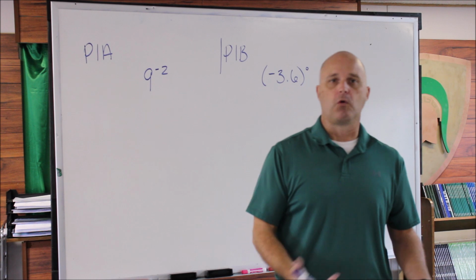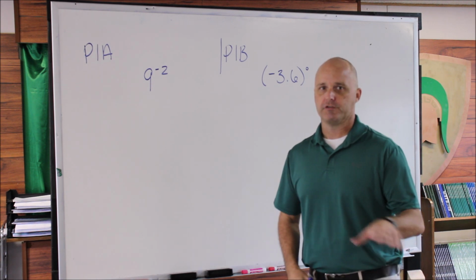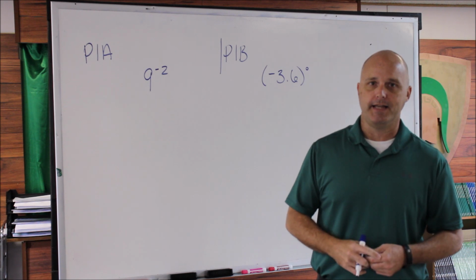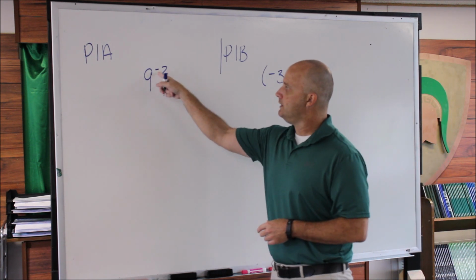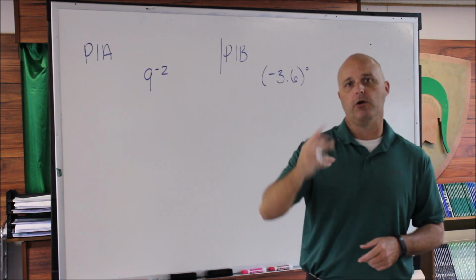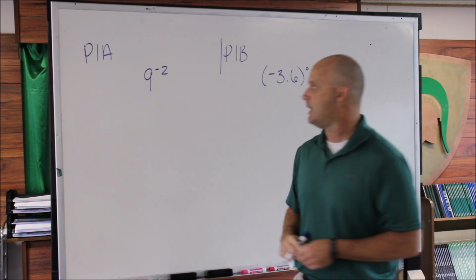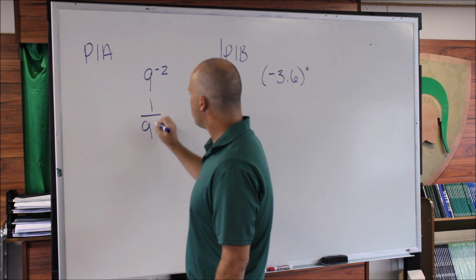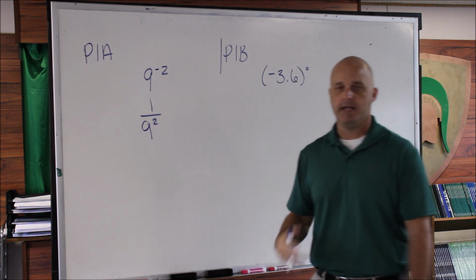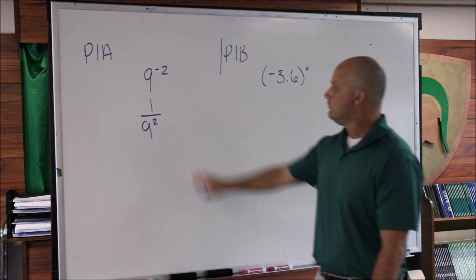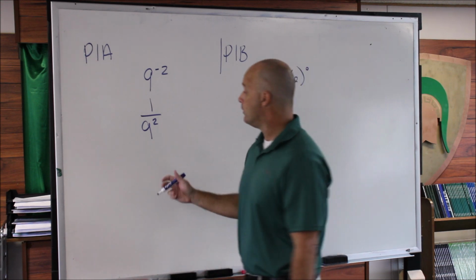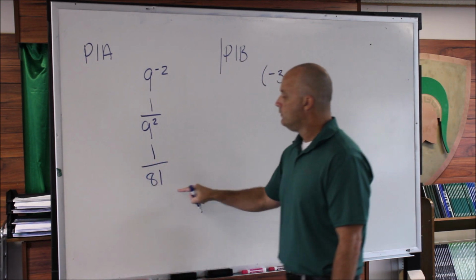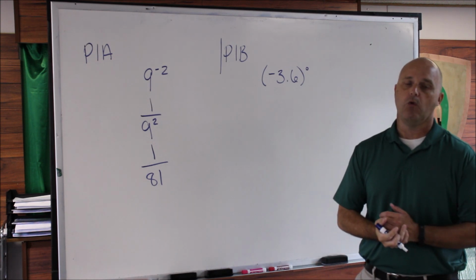Okay, so for problems number 1A and 1B, we're going to take what we just learned and apply it to these problems. So we've got 9 to the negative second. Once you see that negative exponent, it's telling you to flip that 9 down into the denominator. We carry the exponent with it, but we change it to a positive because the negative has already done its job. So we get 1 over 9 squared, and 9 times 9 is 81. So our solution is 1 over 81.